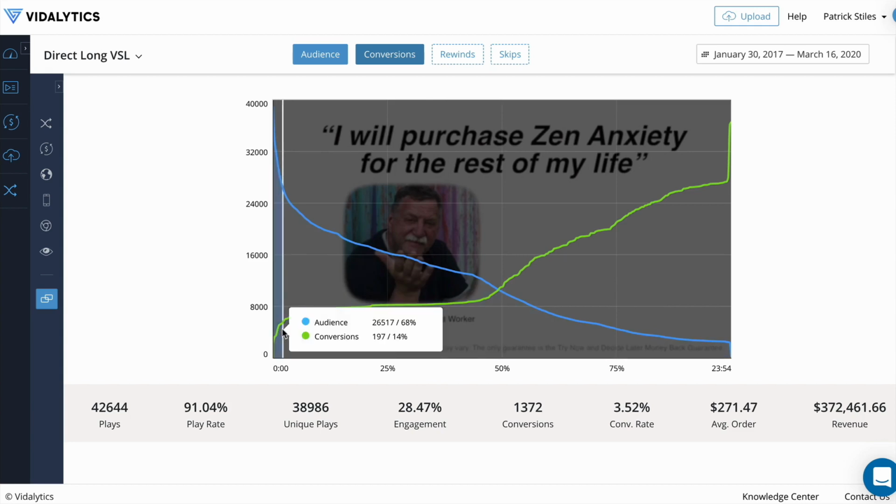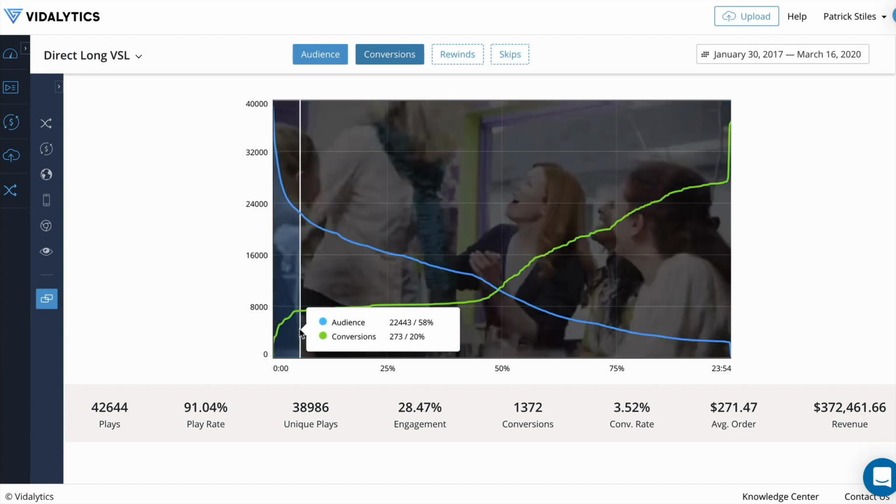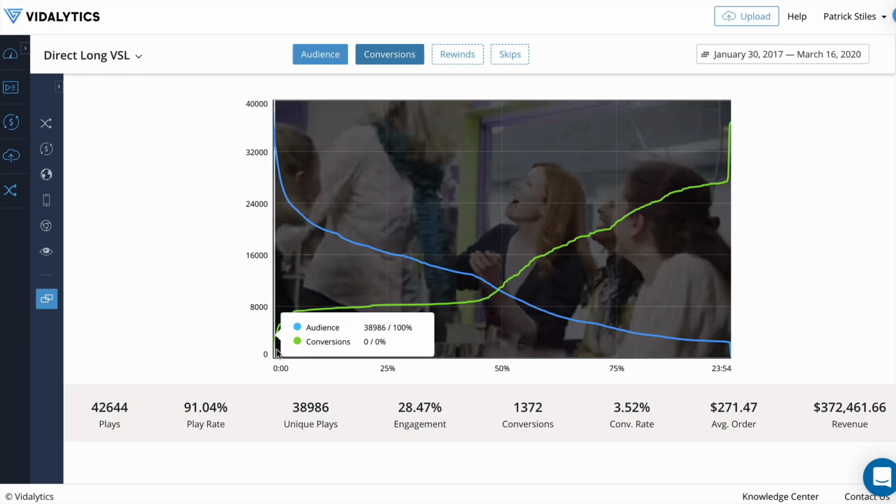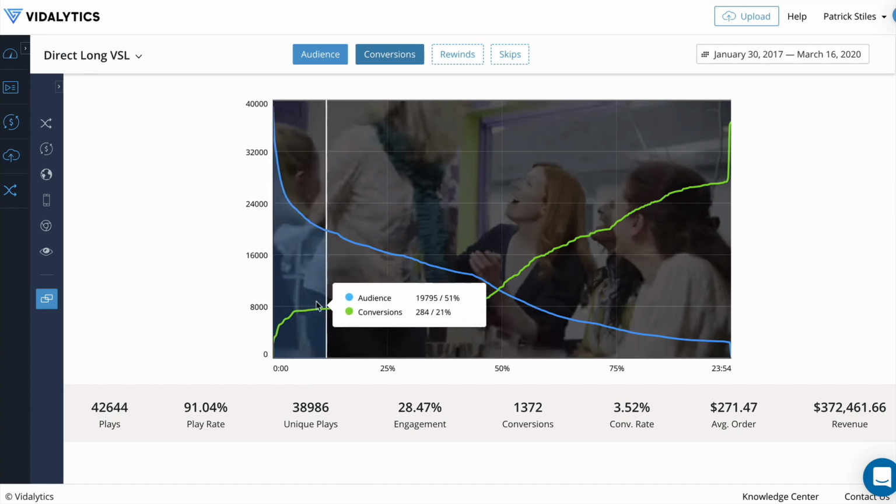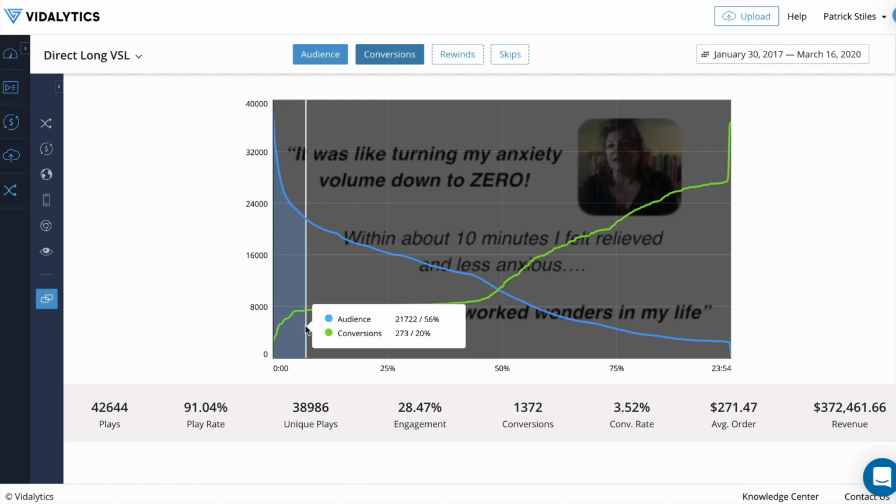And you can see that in the beginning of the video, some people are converting already. And you may be asking, how is that even possible? Well, it's because returning visitors that come to this video are able to see that buy button immediately. We don't make them rewatch the entire video. We give them the opportunity to take action as soon as they hit that video. So all these conversions happening right here are from returning visitors that saw the video more than once.